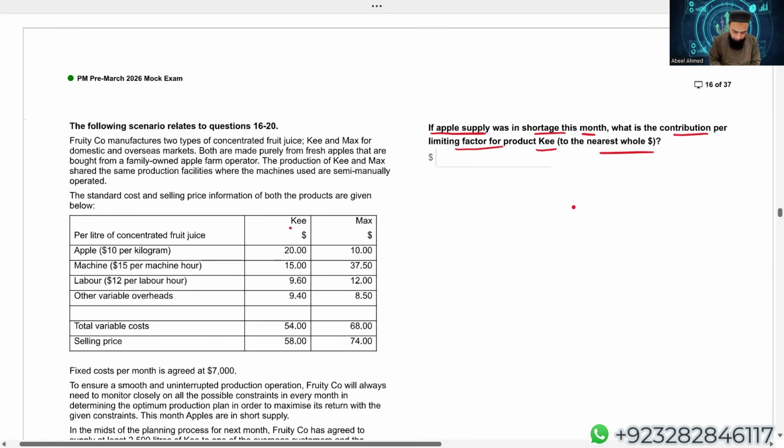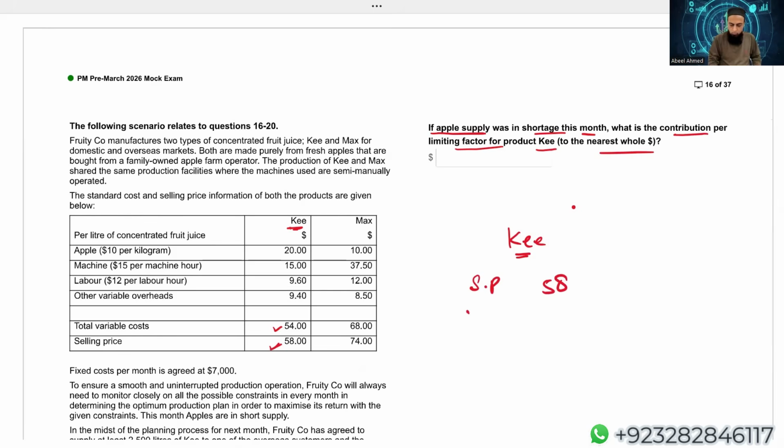Key is here. Selling price is 58, fine. Variable cost is 54. Let me first calculate the contribution. Selling price 58, total variable cost they have given us 54. So students, here comes the contribution. Contribution per unit is 4. All we need is to divide this by the Apple required per unit.